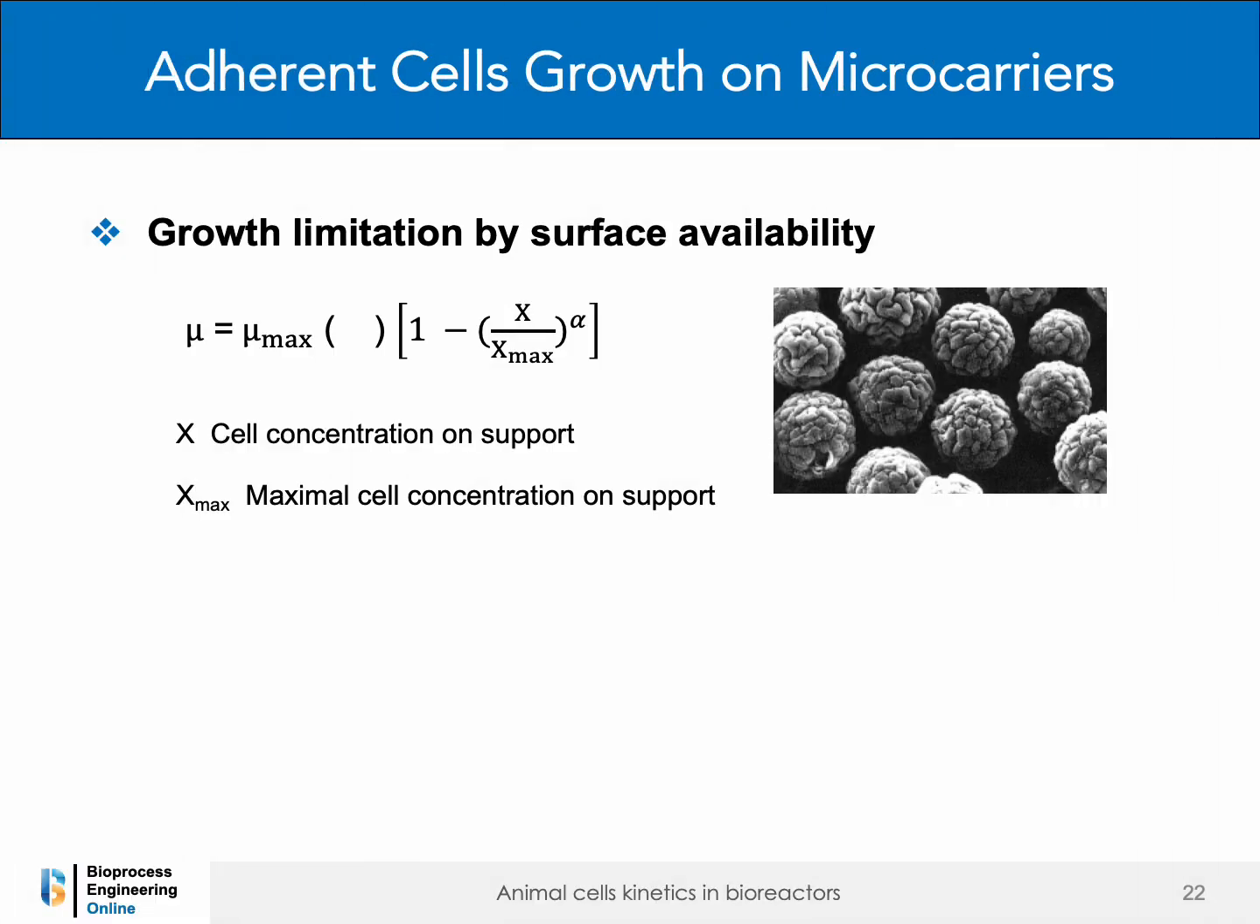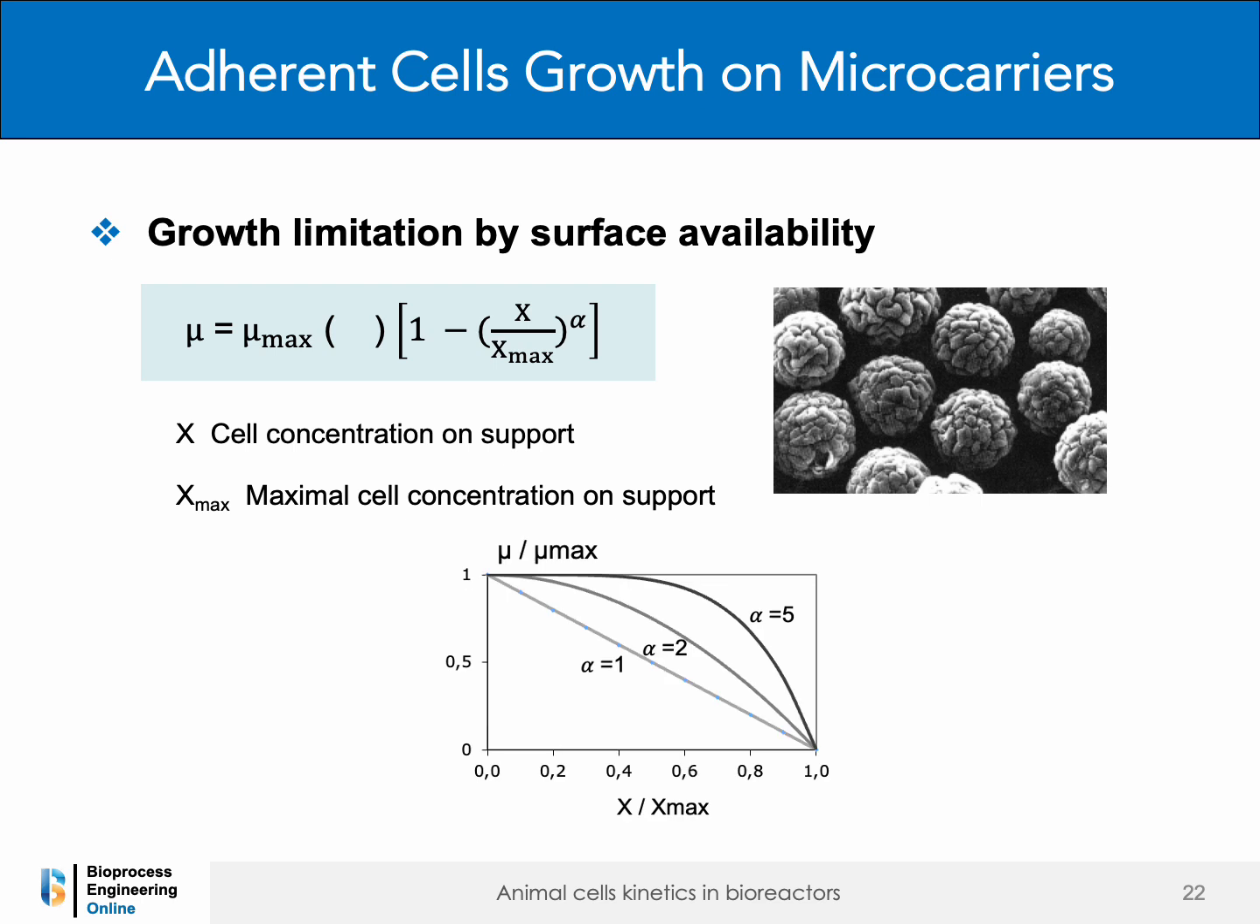For adherent cells, growth depends not only on nutrients, but also on the amount of available surface. As cells progressively cover the culture surface, or the microcarriers, less free space remains for new cells to attach and divide. This effect is described by introducing the maximum cell concentration at confluence, denoted X max. The specific growth rate is then expressed as the maximum growth rate multiplied by the term 1 minus X divided by X max, raised to the power alpha.